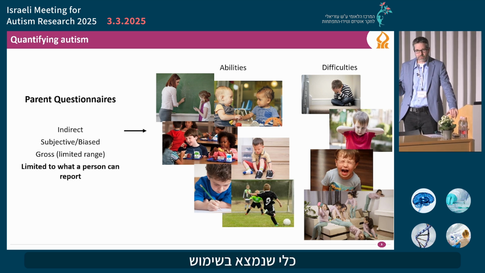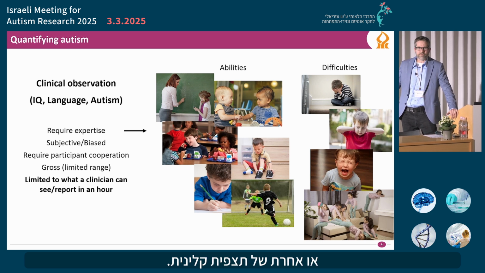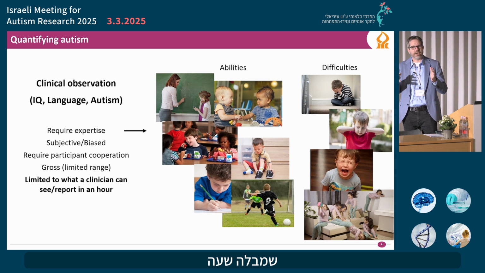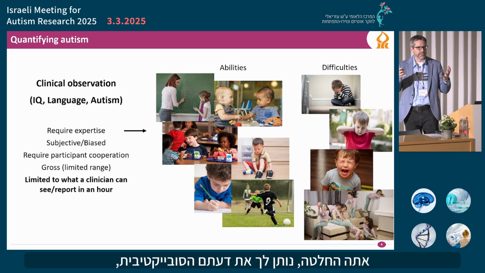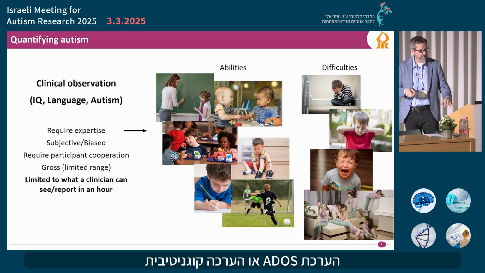The other big tool being used in research, which you also saw today, has to do with some form of clinical observation. You film a child, you meet the child. There's typically some expert who spends an hour with the child and gives you their subjective opinion, and then gives you some kind of score. It can be through an ADOS assessment or cognitive assessment or further.